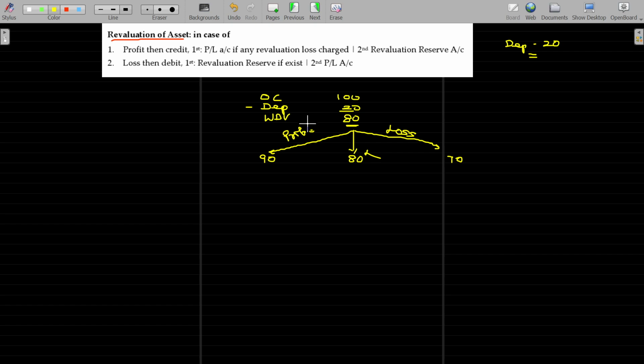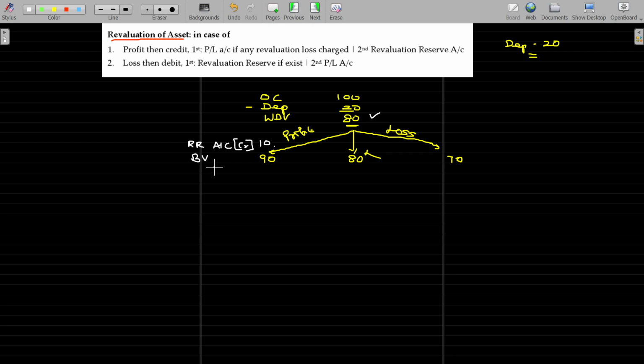When there is a profit, that profit should always be credited in the revaluation reserve account. The difference between these two, 10, is now named as revaluation reserve, RR account. In revaluation reserve account, it is going to be credited, 80 by adding another 10 rupees. Now the book value after this adjustment is 90, which is the WDV value.